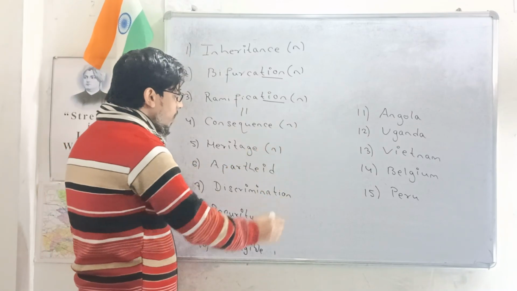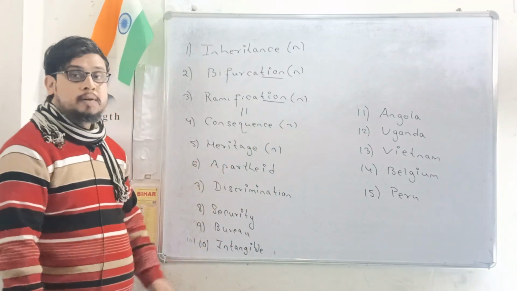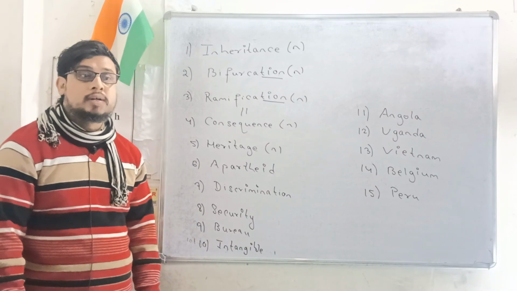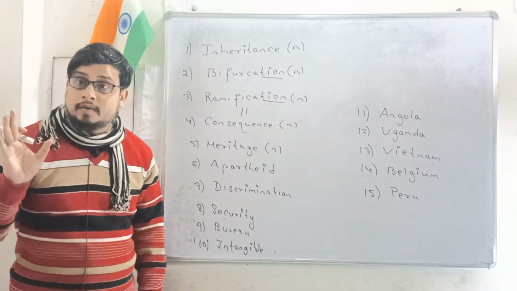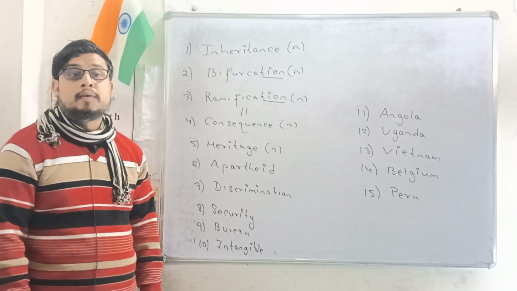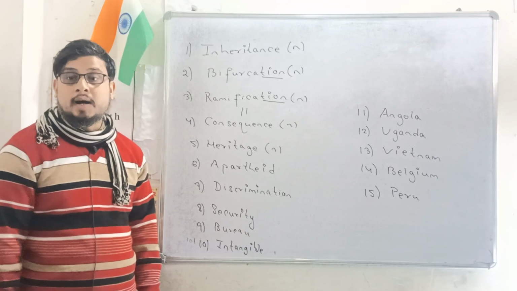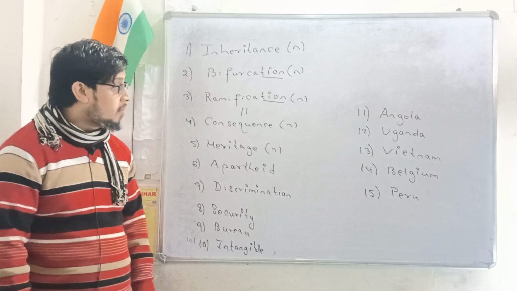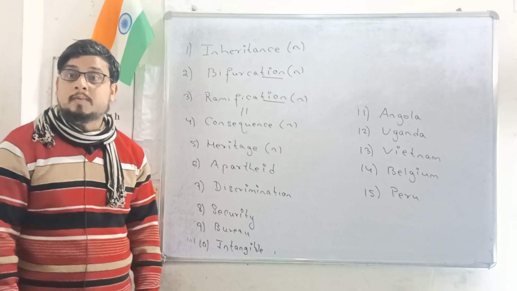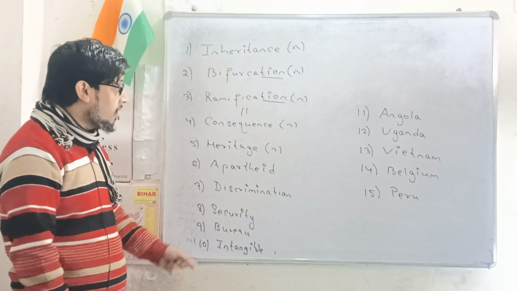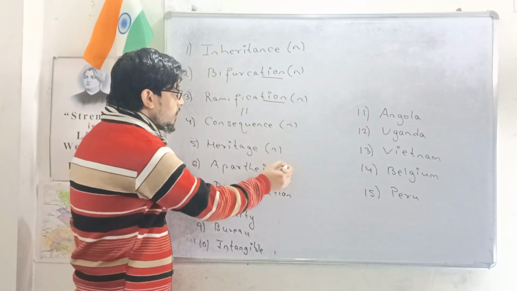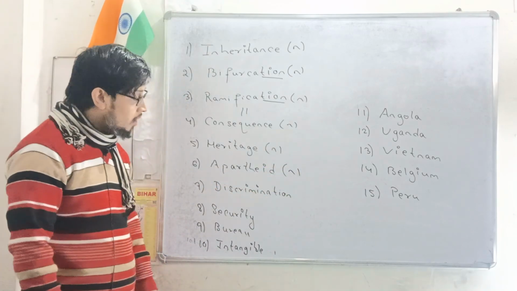It's a noun. Apartheid. Apartheid is a policy of racial discrimination that was prevalent in South Africa. And against that, Nelson Mandela became the first president of South Africa after its independence. So apartheid means the policy of racial discrimination that was prevalent in South Africa. And it is also one form of discrimination. Since it is a practice, you can say noun.